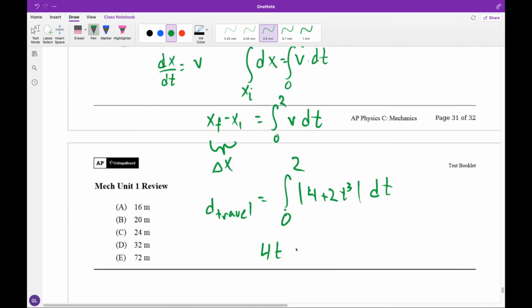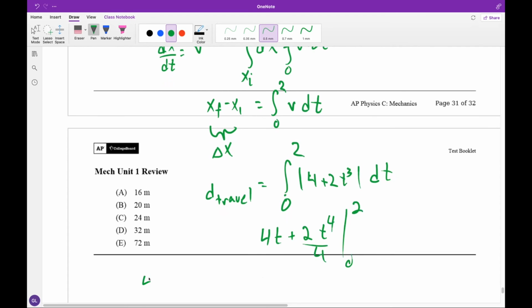So that becomes 4t plus 2t to the 4th over 4, evaluated from 0 to 2. And so this becomes 4 times 2 plus 2 to the 4th over 2, and then minus a big old 0 for everything else. You may be wondering, why did I cut this in half? Well, 2 over 4, right? So what does this become? This becomes 8 plus 2 to the 4.